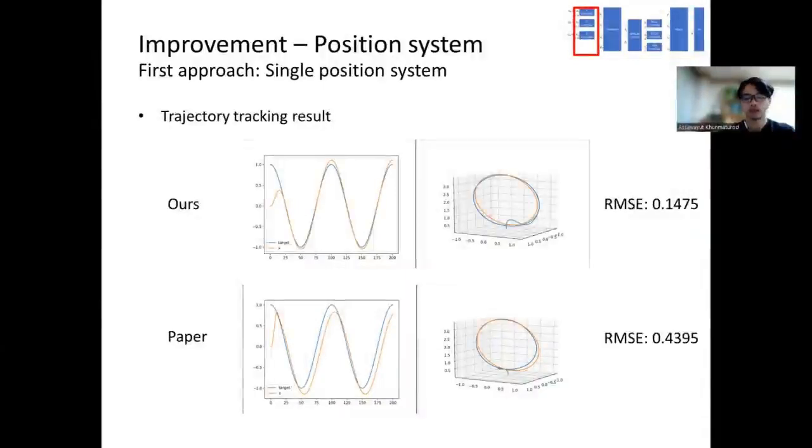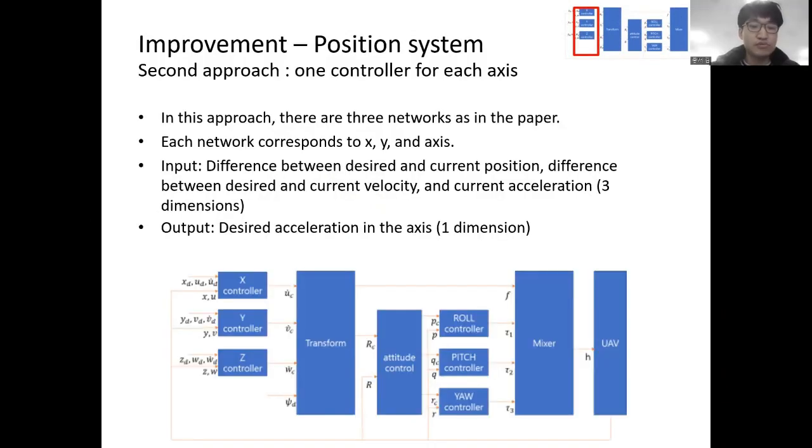And in the right picture, it shows the trajectory of the drone and the reference trajectory in 3D space. And it can be seen that with our proposed method, we can achieve better tracking performance, in which the root mean square error in our case is smaller than the root mean square error of the paper.